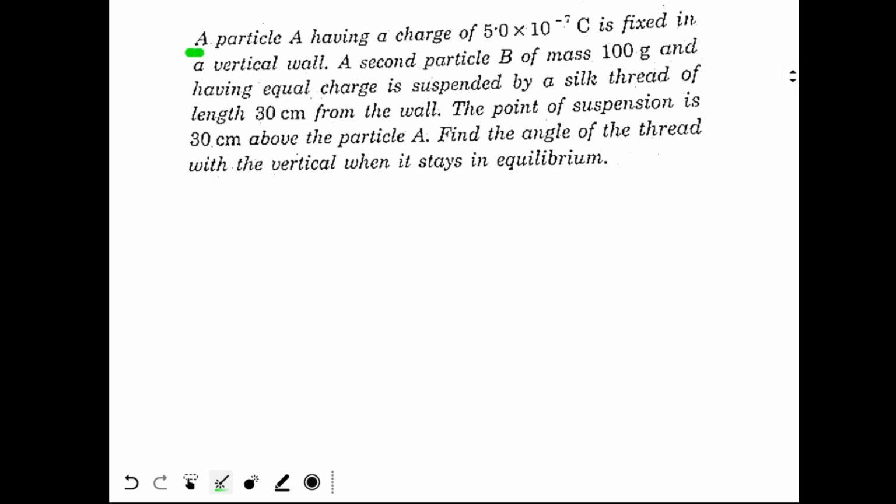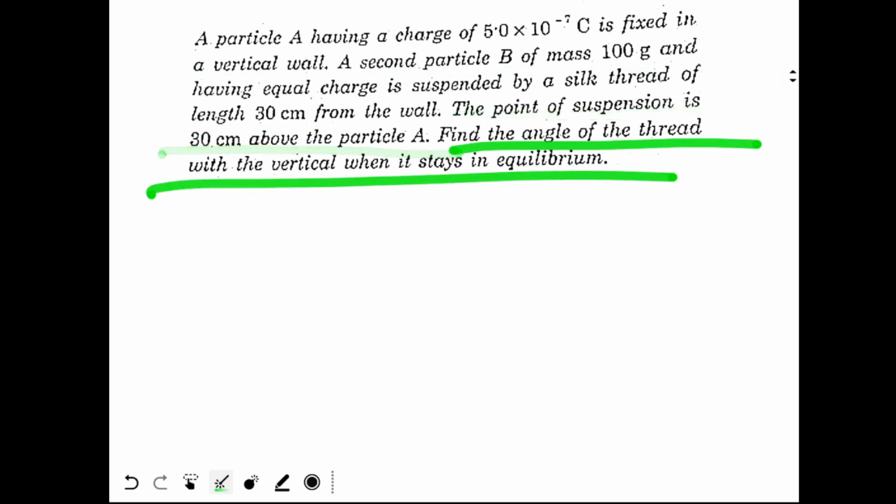Okay, now see this question. A particle A having a charge 5 × 10^-7 coulomb is fixed in a vertical wall. A second particle B of mass 100 gram and having equal charge is suspended by a silk thread of length 30 centimeter from the wall. The point of suspension is 30 centimeter above the particle A. Find the angle of the thread with the vertical when it stays in equilibrium.